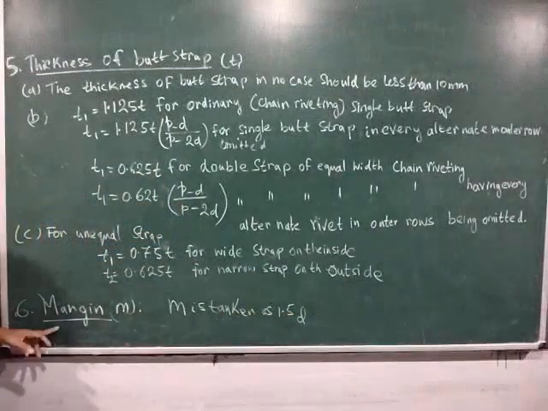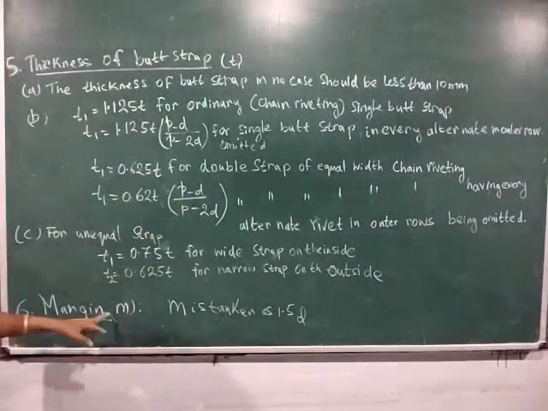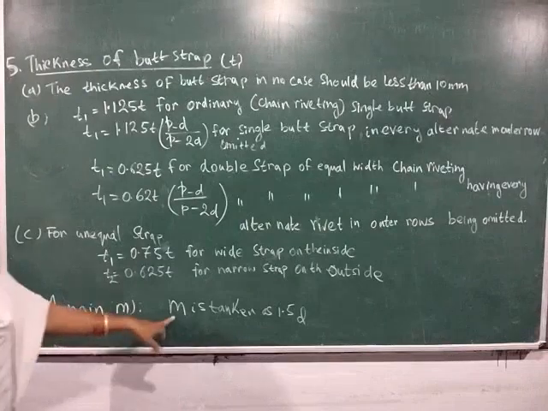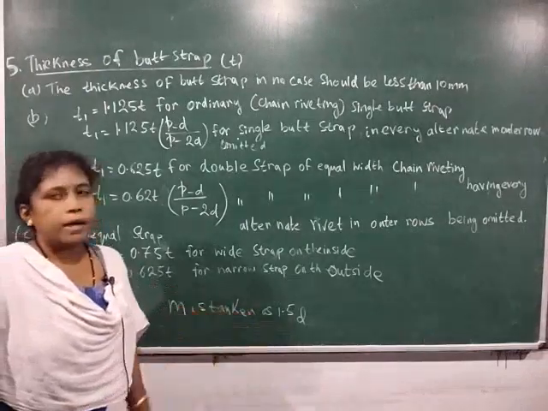Next, the sixth point is the margin that you have already seen. It is denoted by M, and M is taken as 1.5 D.